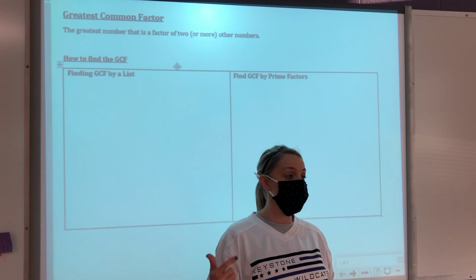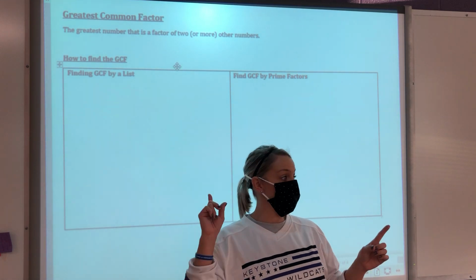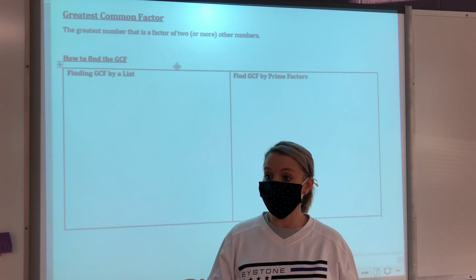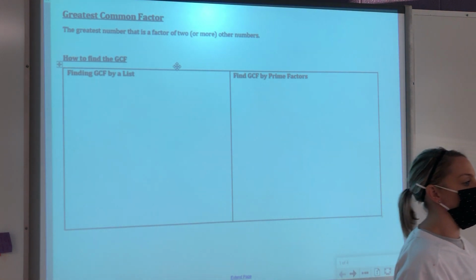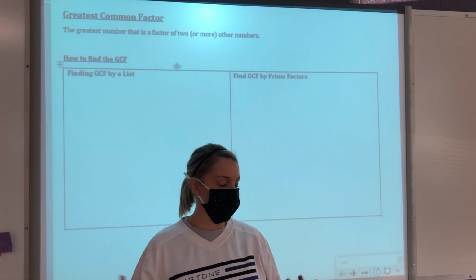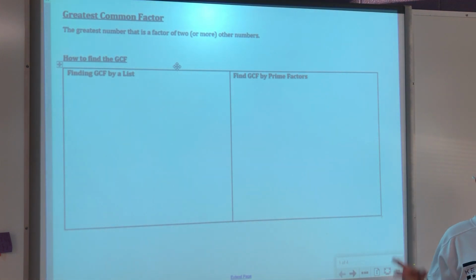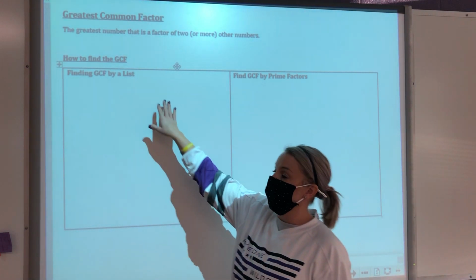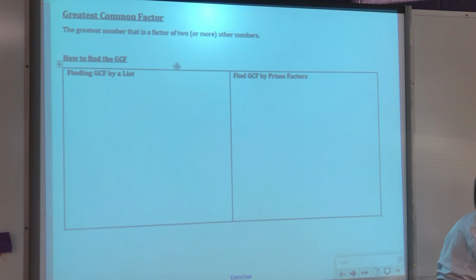12 has factors of 1, 2, 3, 4, 6, and 12. 1 times 12 is 12, 2 times 6 is 12, 3 times 4 is 12. Okay? So we're going to talk about greatest common factor, but not only as numbers, we're going to talk about it as monomials too. And we'll talk about what monomials are in a few minutes. There are 2 ways to find greatest common factor. We can find it by a list, or by prime factorizations.